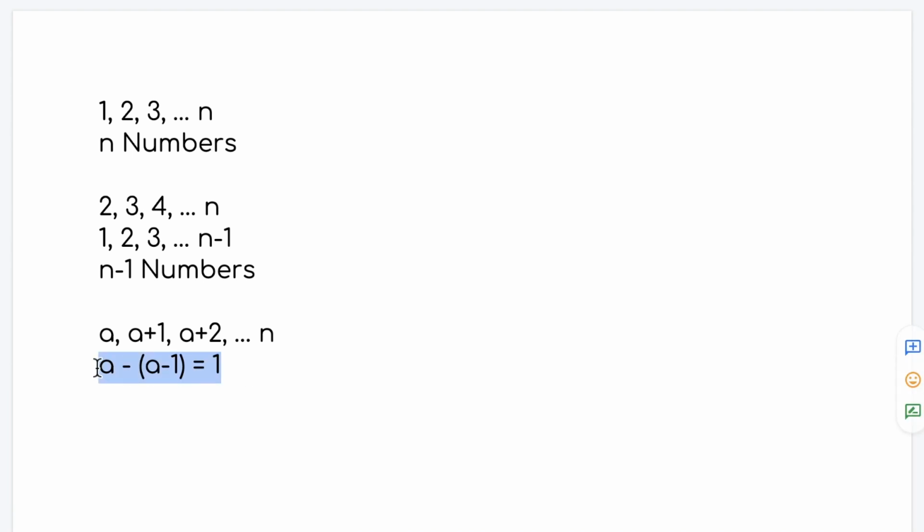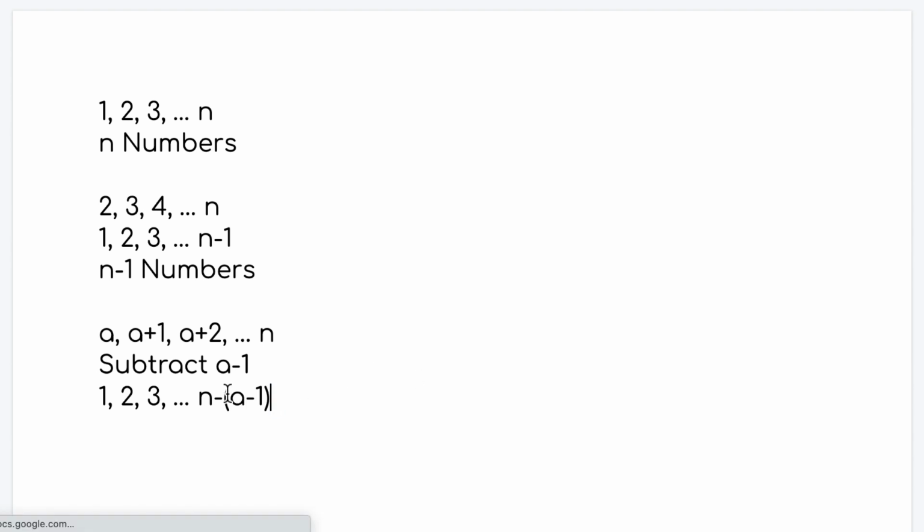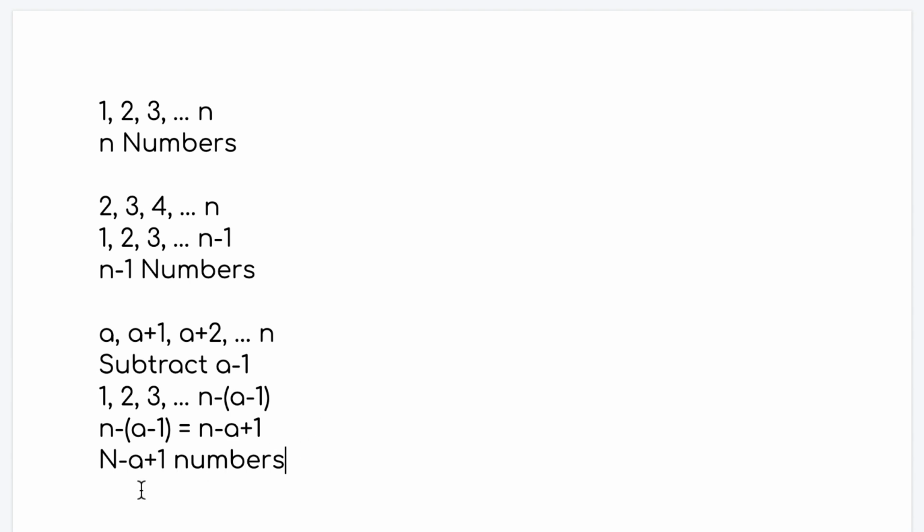So we're going to subtract a minus 1 from all the numbers in this list. That's going to give us 1, because a minus (a minus 1) is 1, and then 2, 3, and then all the way up to n minus (a minus 1), and this here is just equal to n minus a plus 1. So that means there are n minus a plus 1 numbers in the list.